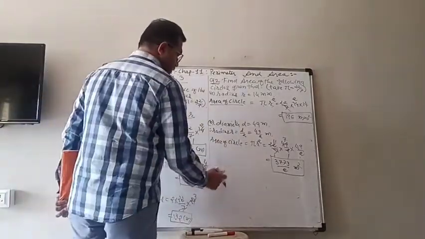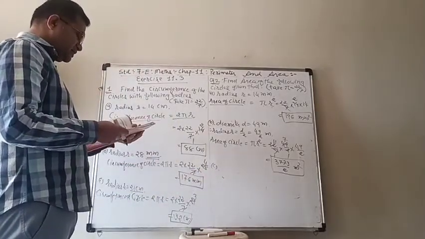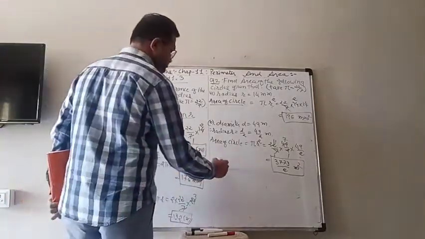So let's take the C. Radius equals 5 centimeter.